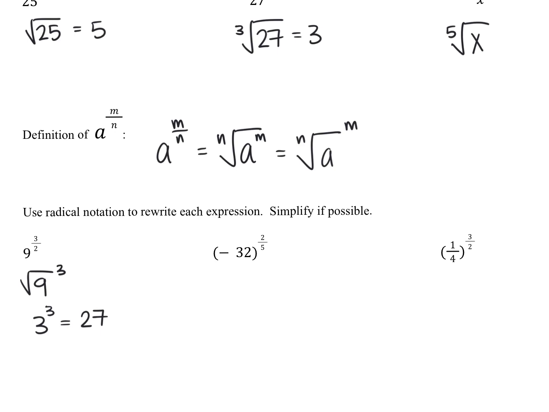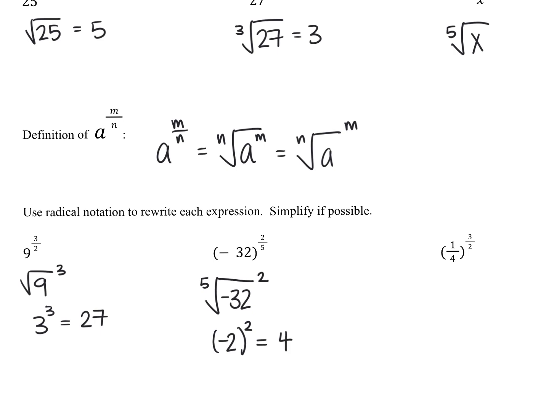My second example, we have negative 32 raised to the 2/5. Now the negative being inside parentheses here is very important. It means that the negative travels with the number. So I'm taking the 5th root of negative 32, and then I'm going to be squaring it. The 5th root of negative 32 is going to be negative 2, and then I'm going to square it, and I'm going to get a positive 4.